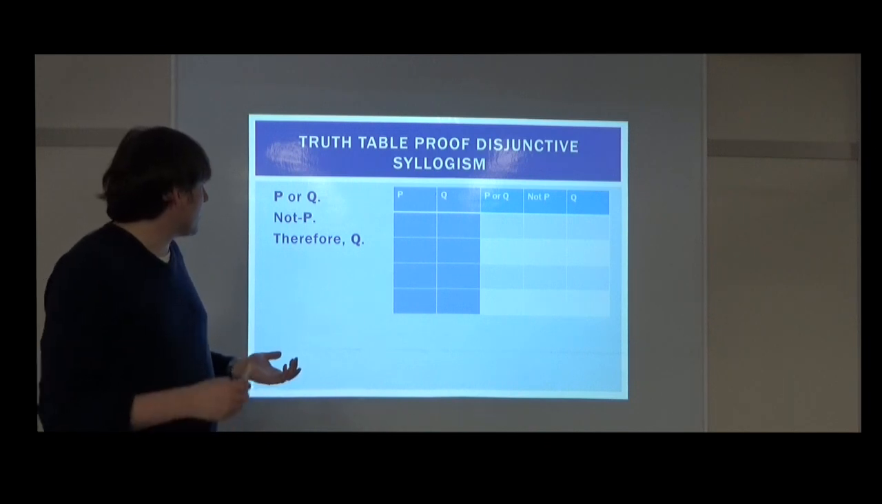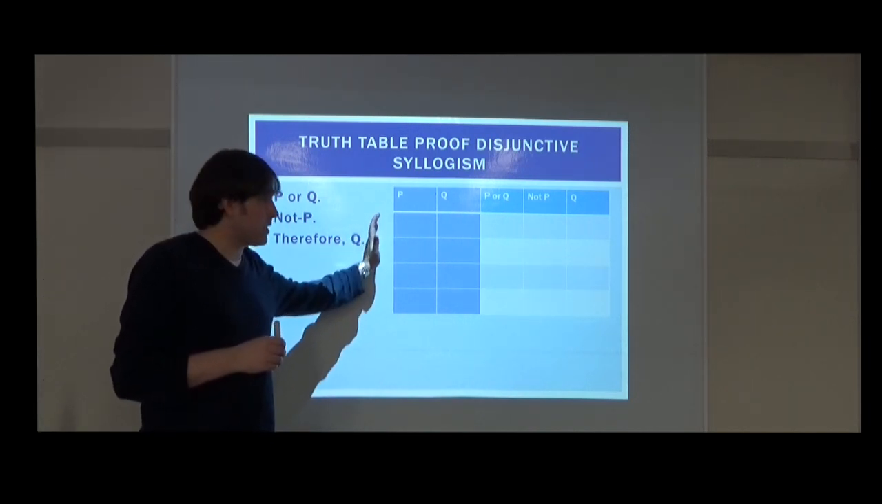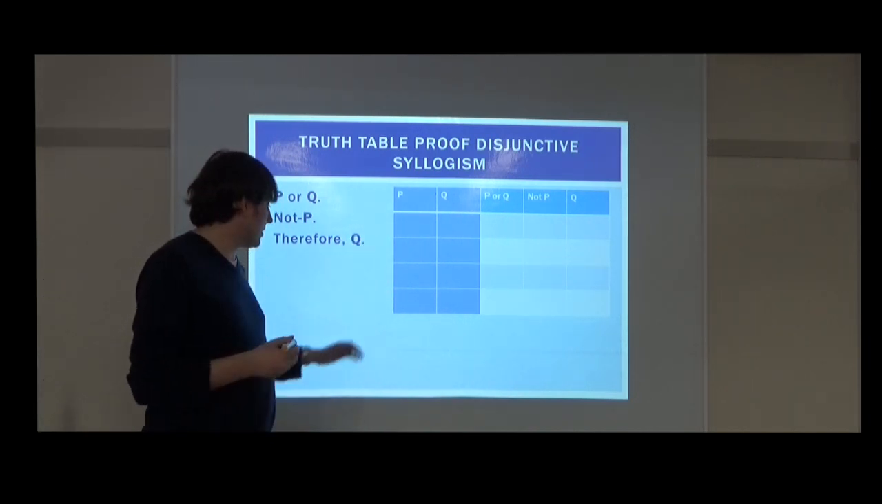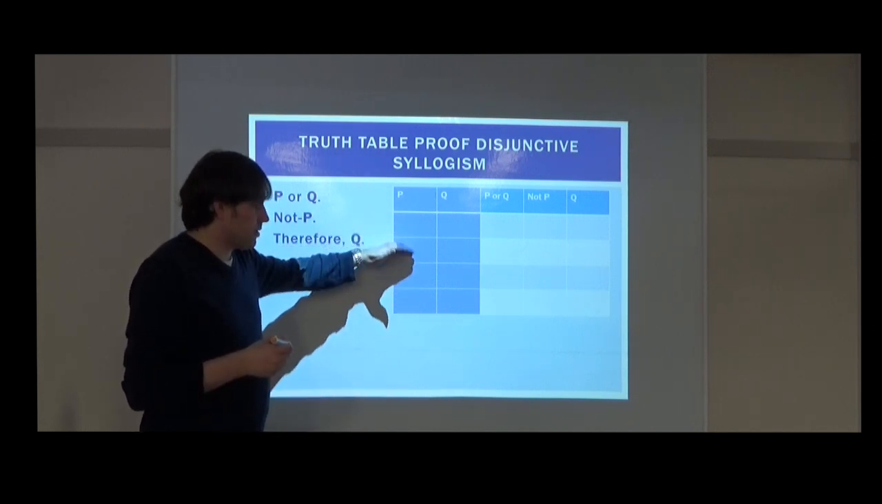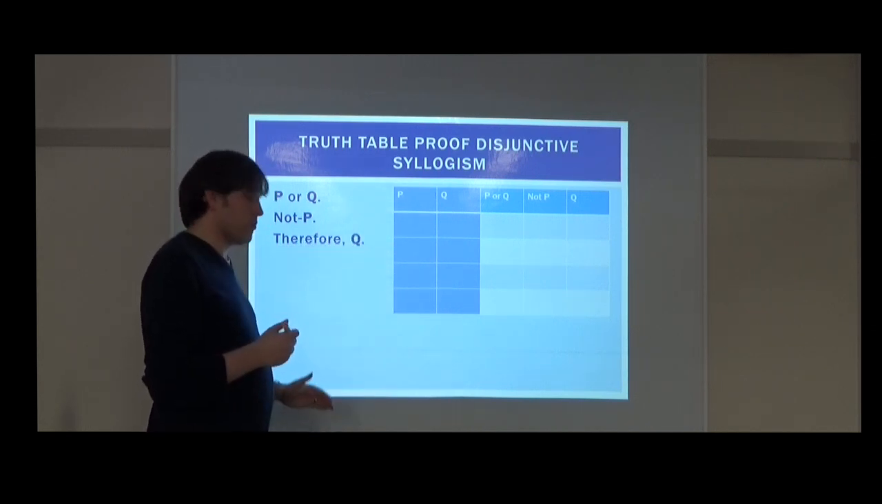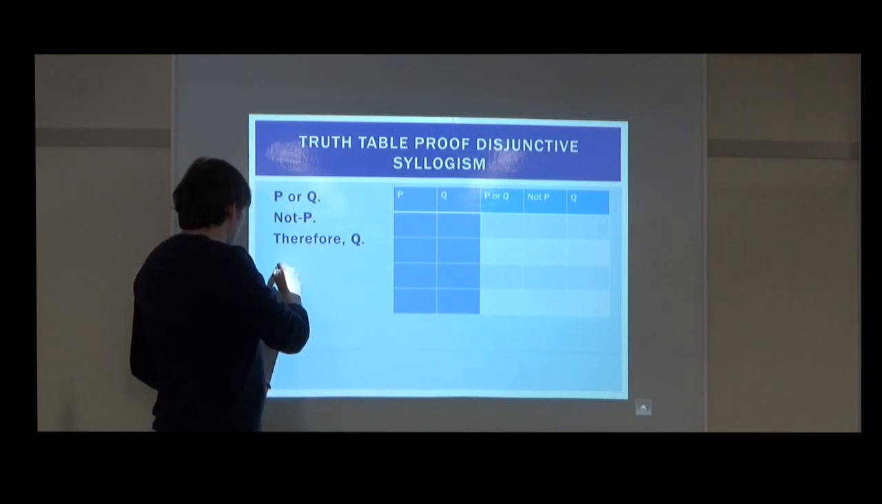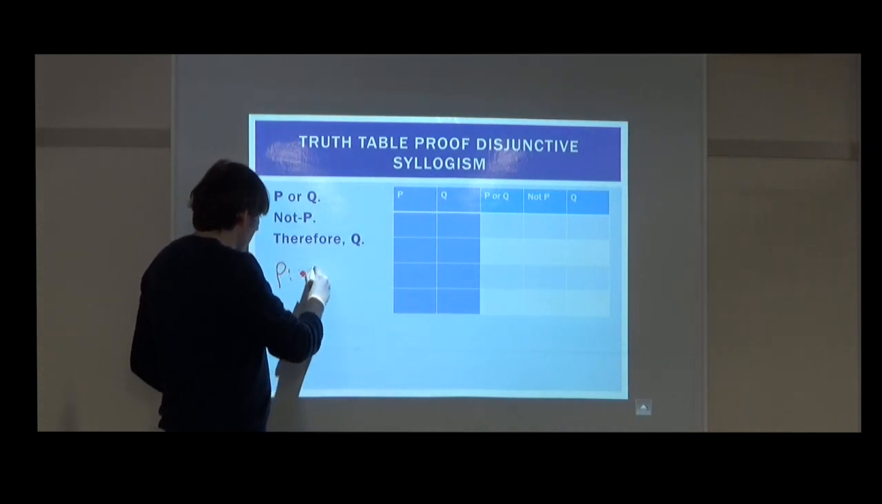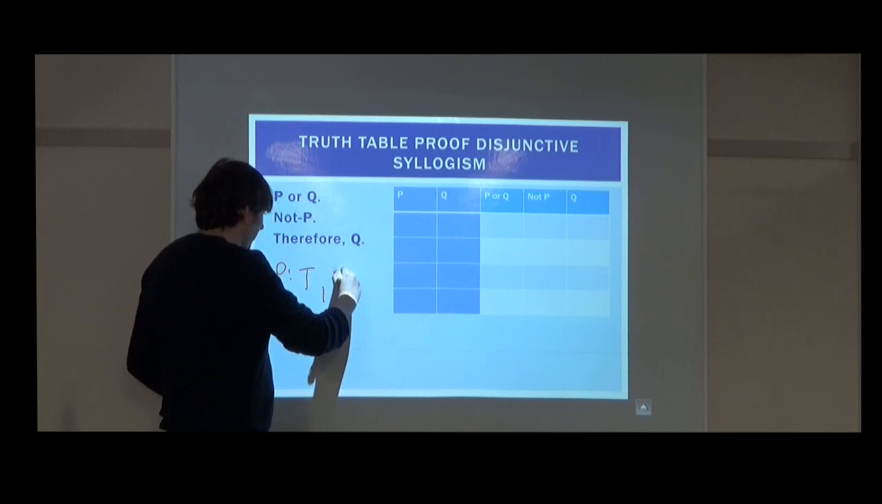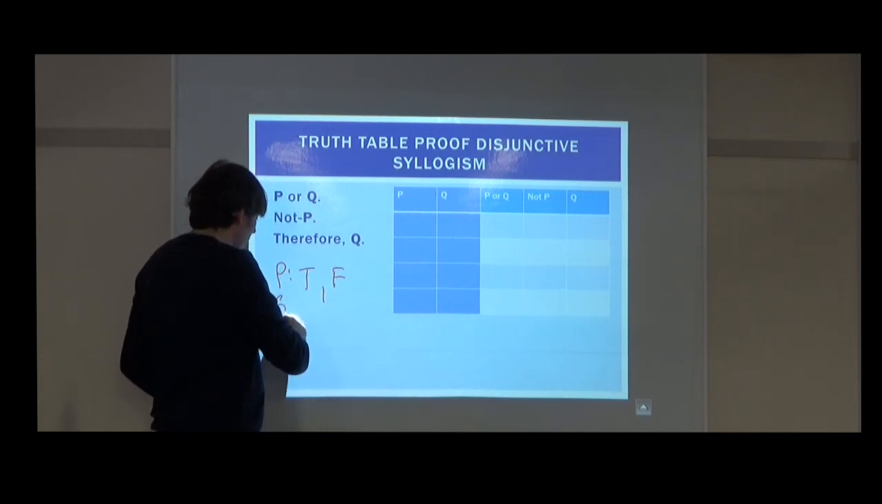What we will need is a truth table that looks like this. So we're going to need 4 different rows that we can use. Why? Well, that's easy to see. Because we have P, which can be either true or false, and we have Q, which can be either true or false.